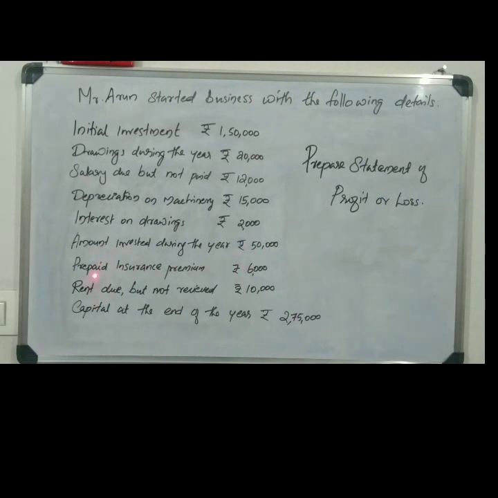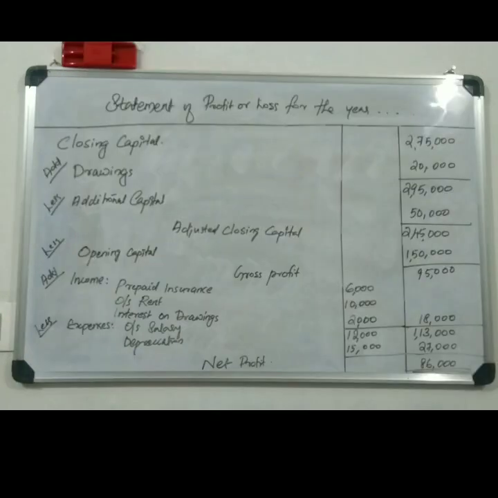Then there is rent due but not received. That means we have given some premises on rent. The due date is already over but it has not been received, which is an outstanding income of 10,000 rupees. Then there is capital at the end of the year. That is the closing capital, which is 2,75,000 rupees. So these are the details given, and now you have to prepare the statement of profit or loss. Let us see how to prepare it.